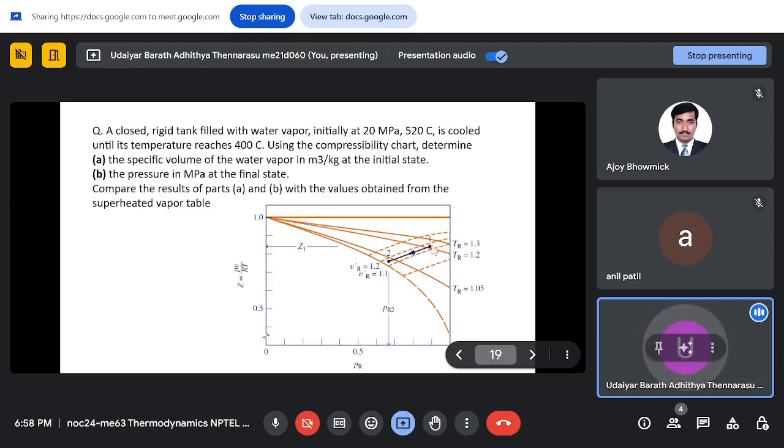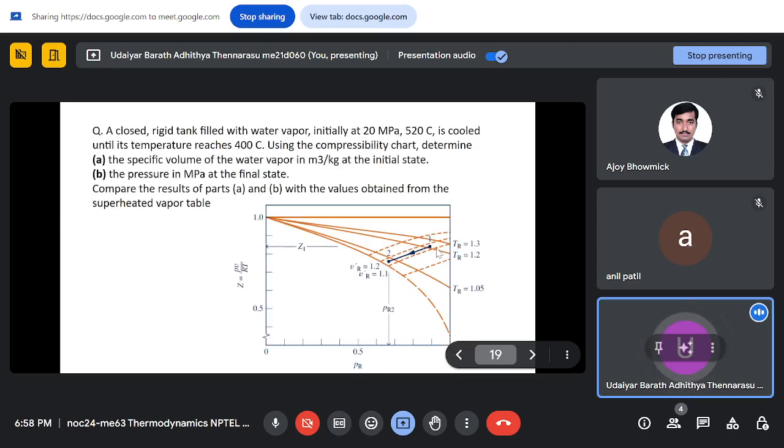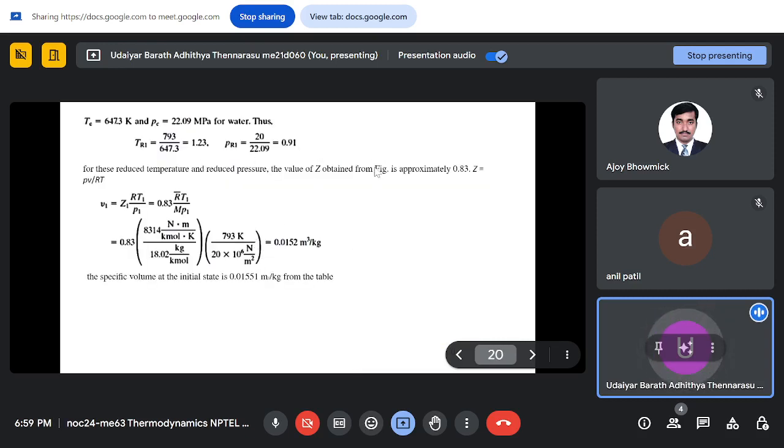So for this condition of reduced pressure and reduced temperature, from this figure, if you see at state 1, your reduced temperature is 1.23. So this is somewhere close between 1.2 and 1.3, and your reduced pressure is 0.91. So this is close to somewhere around 0.9 here. So correspondingly, your compressibility factor there will lie between 0.82 to 0.83. So from figure it will be 0.83, Z is 0.83.